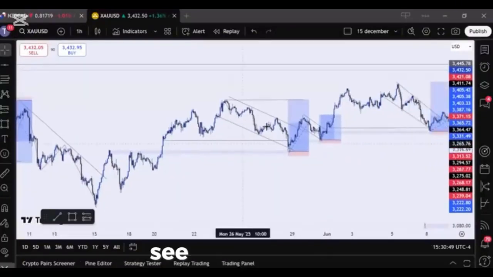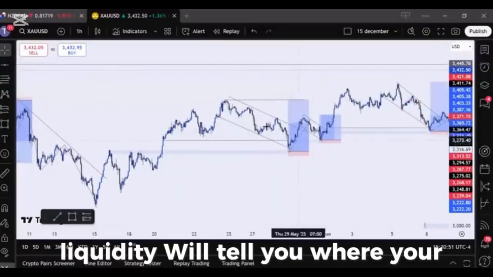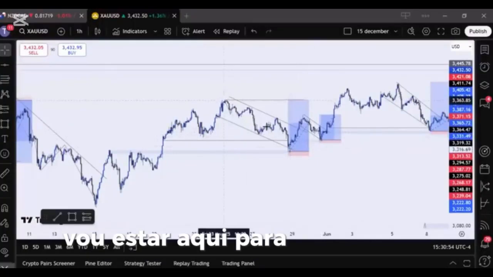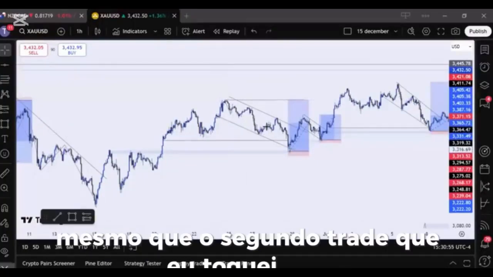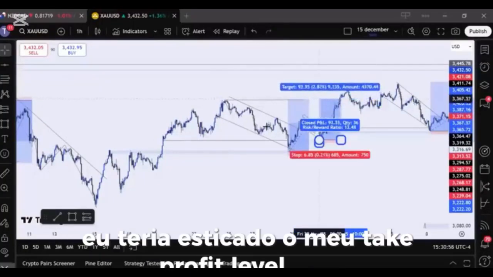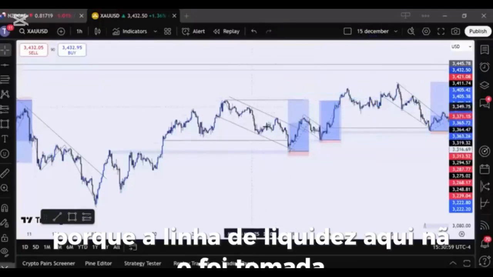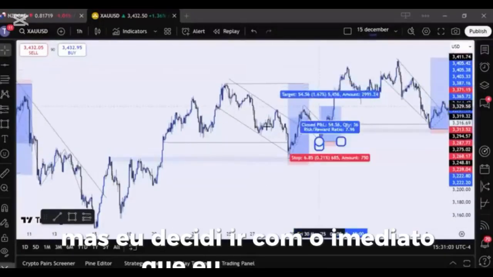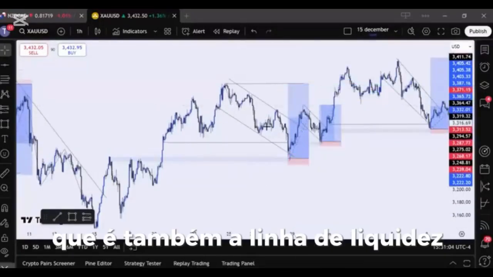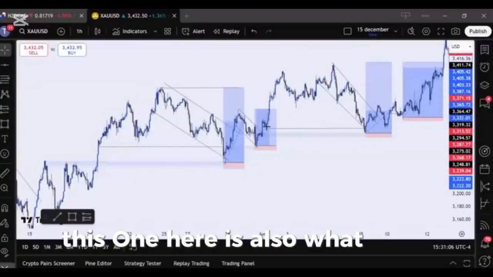See, the first time trend line liquidity will tell you where your take profit level will be. It will be up here to create this trend line liquidity. Even the second trade I took here, even if I wanted, I would have stretched my take profit level here because this trend line liquidity here has not been taken out. But I decided to go with the immediate one I can see, which is also this trend line liquidity here. This one here is also what, trend line liquidity.